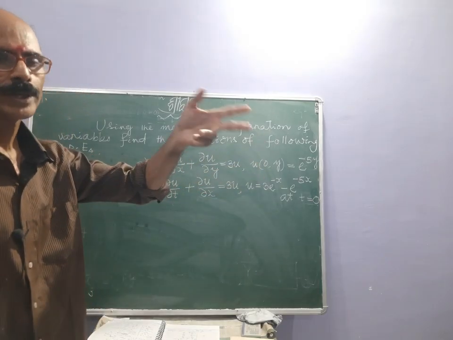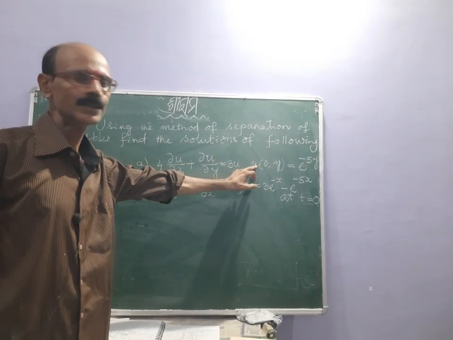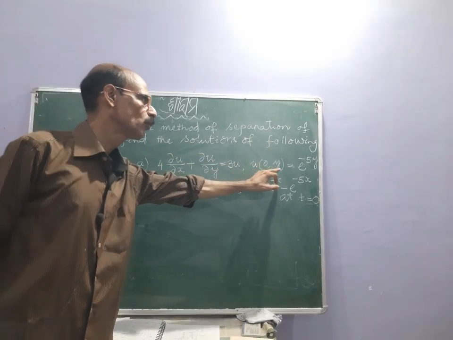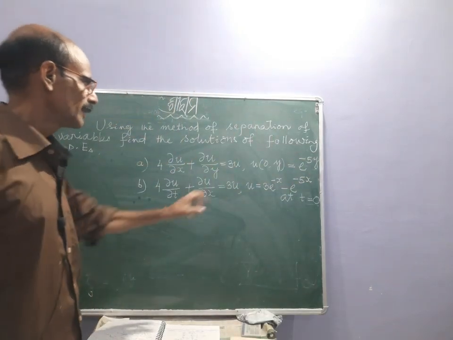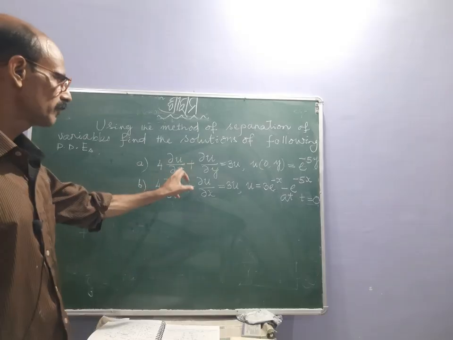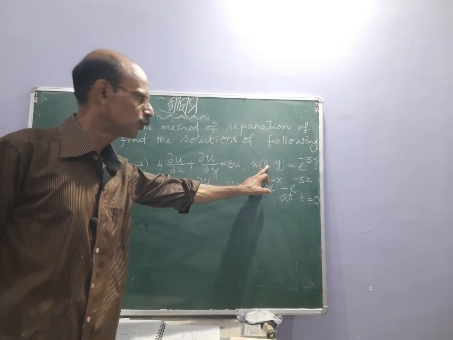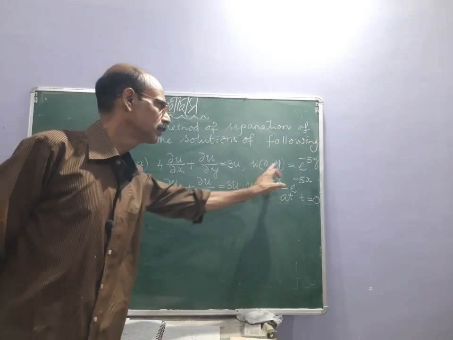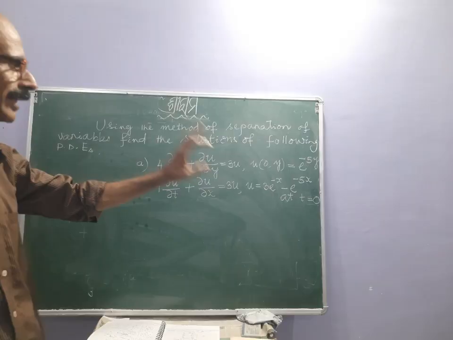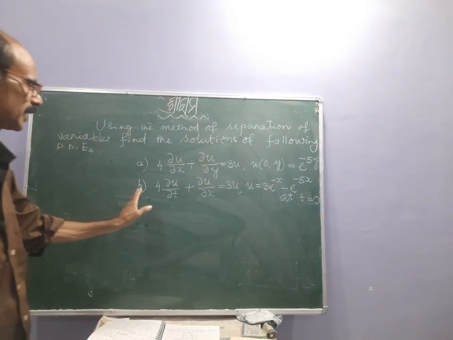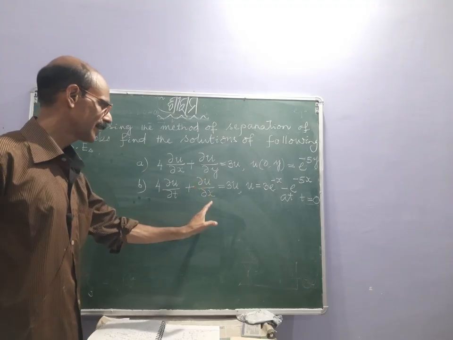In the previous video, we had taken two problems without any boundary conditions. Here, a condition is given, u(0,y) is equal to exponential minus 5y. That means here u is a function of x as well as y. So when x becomes 0, the value of u is equal to exponential minus 5y. That is given.